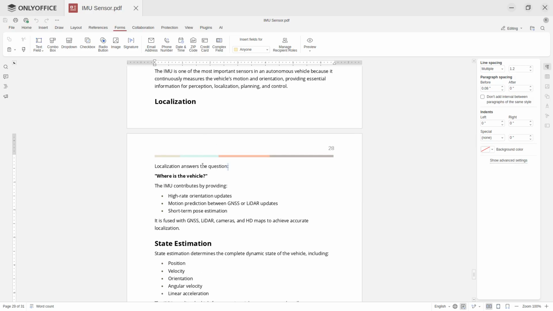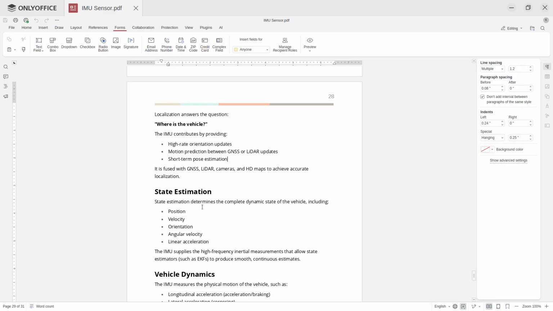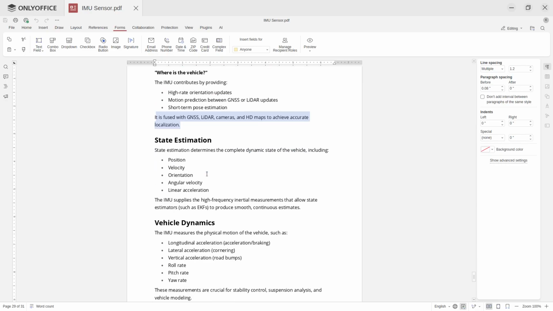Localization answers the question, where is the vehicle? The IMU contributes by providing high rate orientation updates, motion prediction between GNSS and LiDAR updates, and short-term pose estimation. It is fused with GNSS, LiDAR, camera and HD maps to achieve accurate localization. State estimation. State estimation determines the complete dynamic state of a vehicle, including position, velocity, orientation, angular velocity, and linear acceleration.